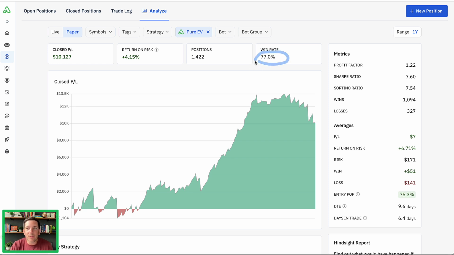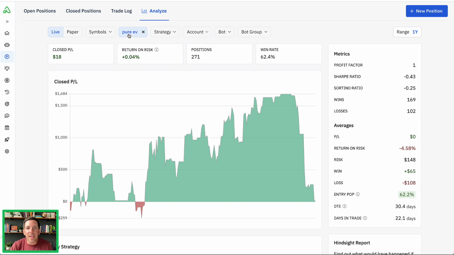So you've got win rates around 77%, profit factors 1.2. If I go to the same trades in a live environment, I don't have as many trades as that one has right now, so it's still kind of building up its trades. But again, you see the curvature of the graph is very similar. We had some struggles at the beginning. It's starting to pick up a little bit. It's gone through a little bit of a downturn. Profit factor is still 1 right now. Win rate is creeping up. So we don't have as many trades, but I wouldn't be concerned about this one right now because it's still building up its trade count.